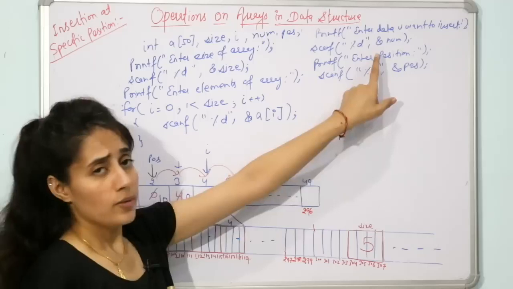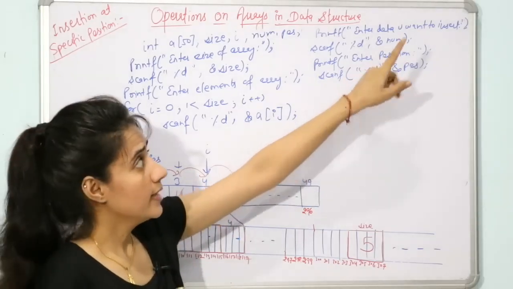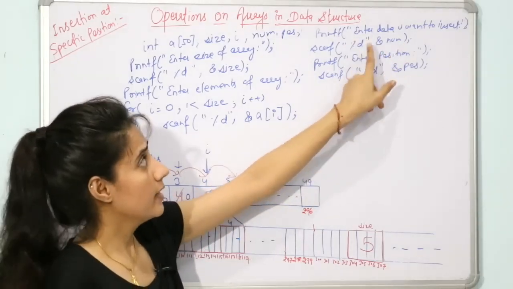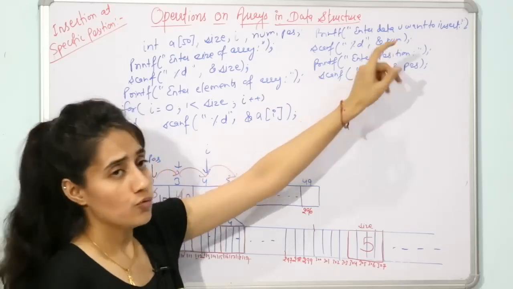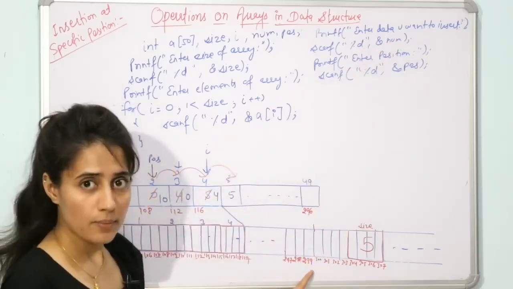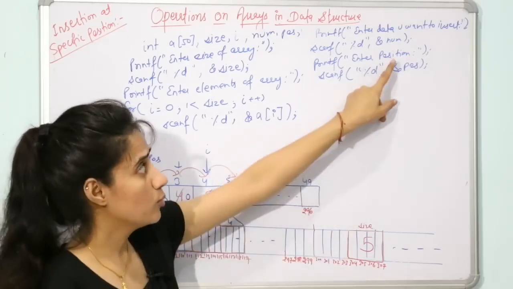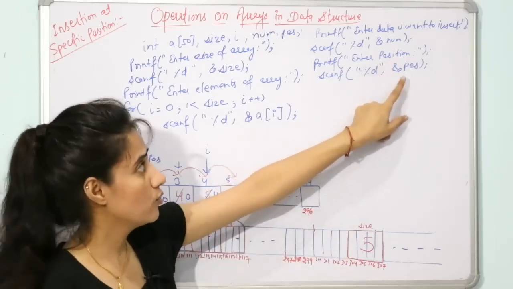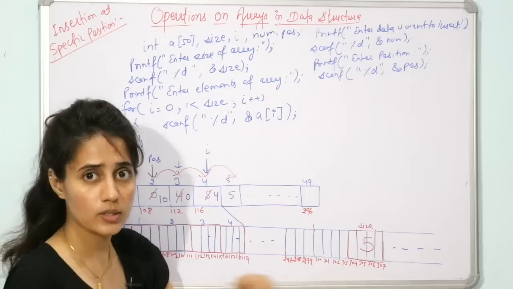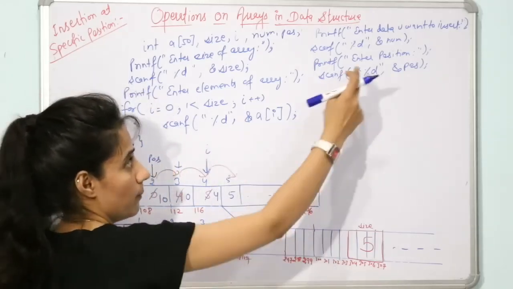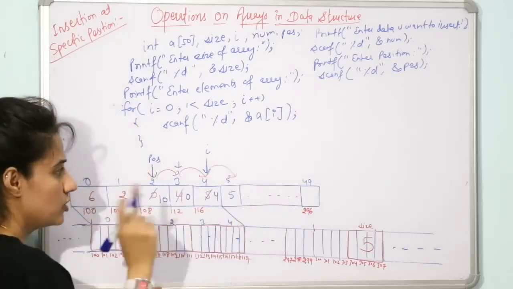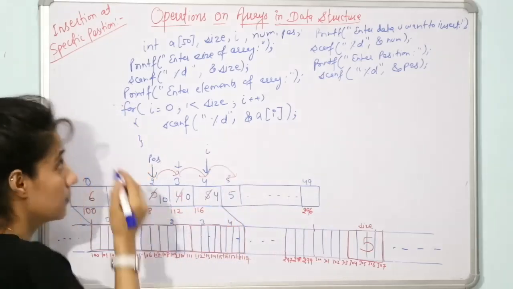So these two more inputs you will take from the user. Enter the data you want to insert, that is scanf %d with the address of num. For num also 4 bytes are to be allocated in memory, and enter the position at which you want to insert, and for position also 4 bytes are to be allocated in memory. Now you have the number and you have the position. Suppose number is 10 and position is 3.